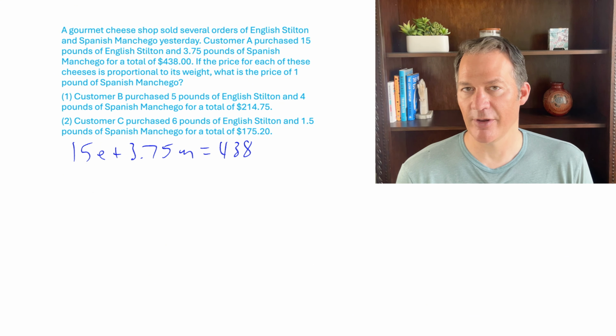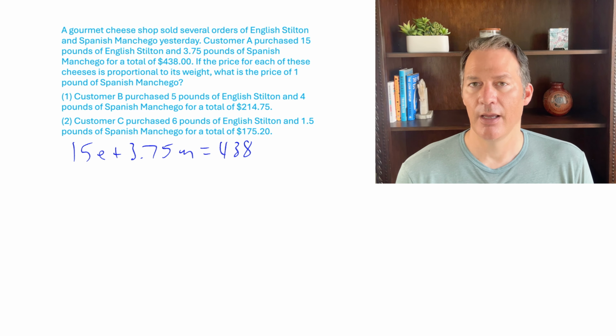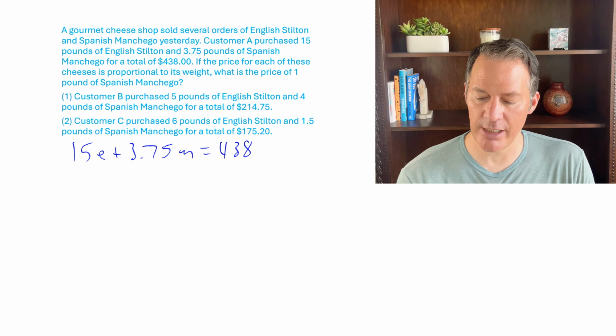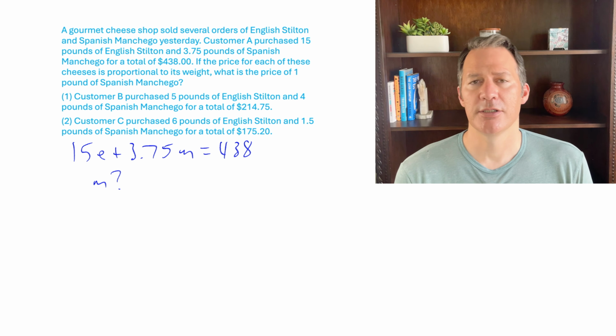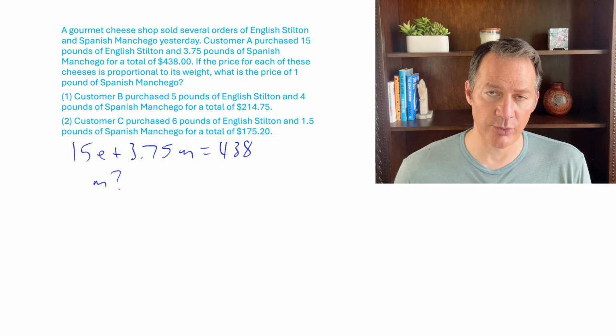All that means is that you pay by the pound, which is what you'd expect anyway. And then it asks for the price of 1 pound of Manchego. So basically the question is, what is M? Okay, so we have one linear equation with two variables. That means any new different equation will let us solve.